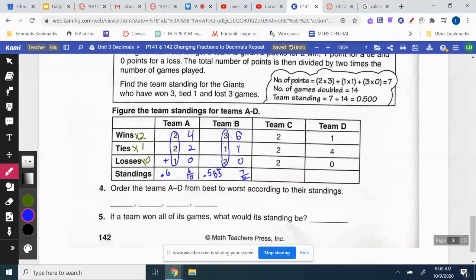They want you guys to put it, who is the best team to the worst. Remember they said best first. And then if you won all the games, what would your standing be? So if you had won 6 games and you lost 0 and you had 0 ties, what would this be?